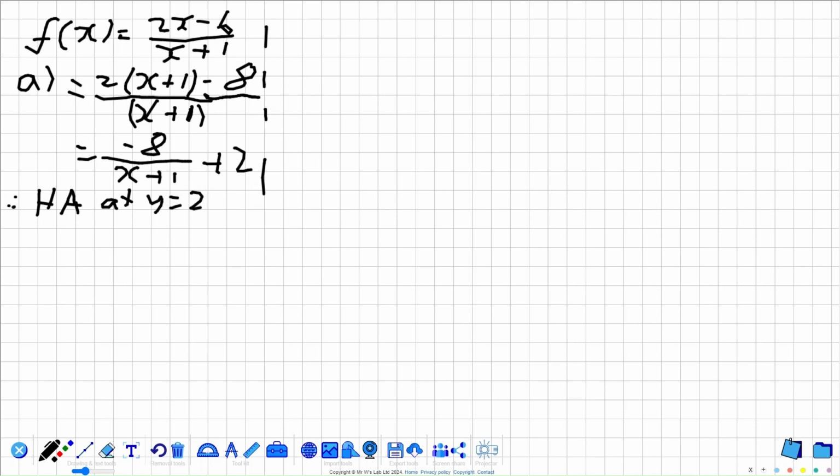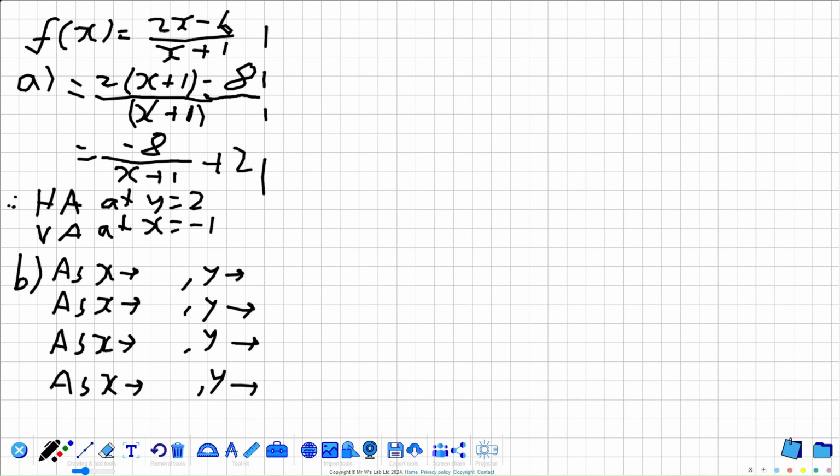And then we know vertical asymptotes are pretty easy to find, so we just have a look at it: when x plus 1, so when the denominator equals 0, therefore when x equals -1. So we have a vertical asymptote at x equals -1. Easy.